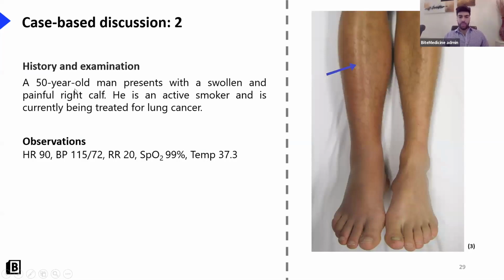We have a 50-year-old man presenting with a swollen and painful right calf. You can see it's significantly more swollen compared to the left. It's a bit more red. He's an active smoker and currently being treated for lung cancer. Are we worried or not worried about this patient?